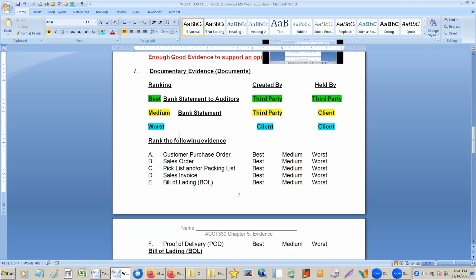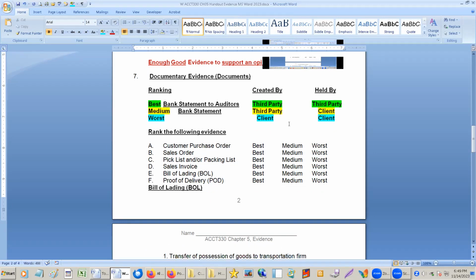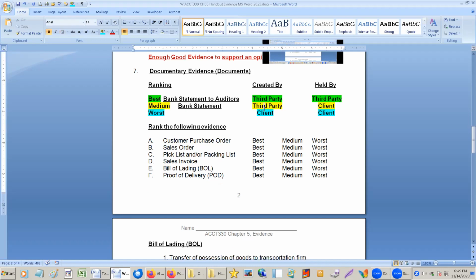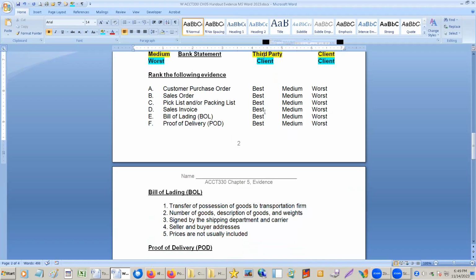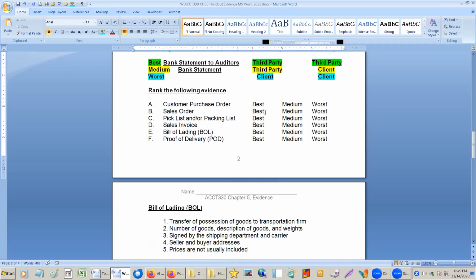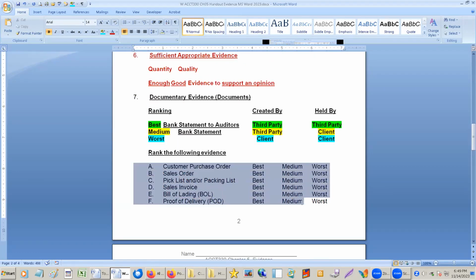Any question on that? So the stuff that's on the outside, people who are not in the company, unbiased evidence is the best. Stuff they sent to the client is second best, and then the worst evidence is the stuff they made themselves. Okay. And we'll go through these and talk a little bit about them. I don't know if we've even talked about all these before.